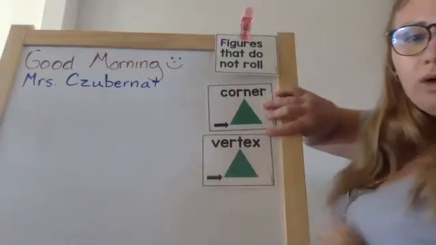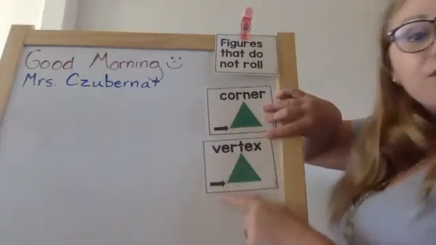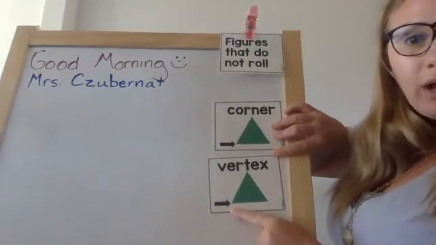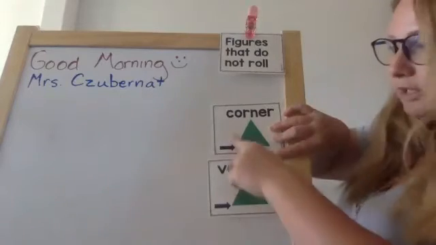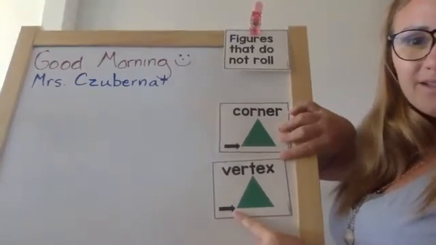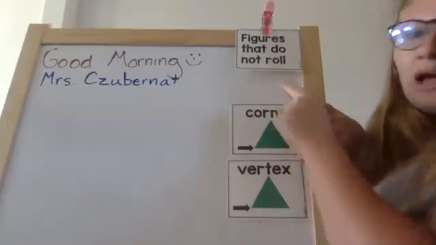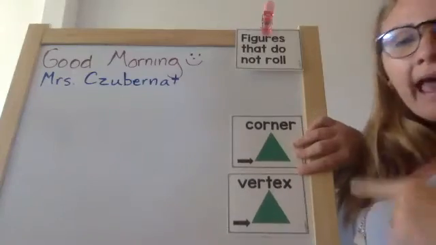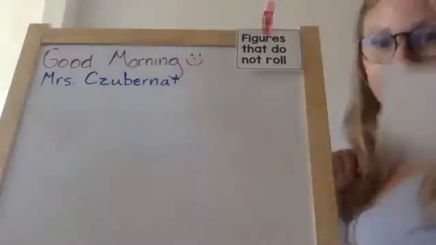They all have a corner or a vertex. Vertices is plural. So we see that this green triangle has 3 vertices. Just one corner is called one vertex. So a lot of things that do not roll have vertices, and so they're pointy, or a corner, and they do not roll.